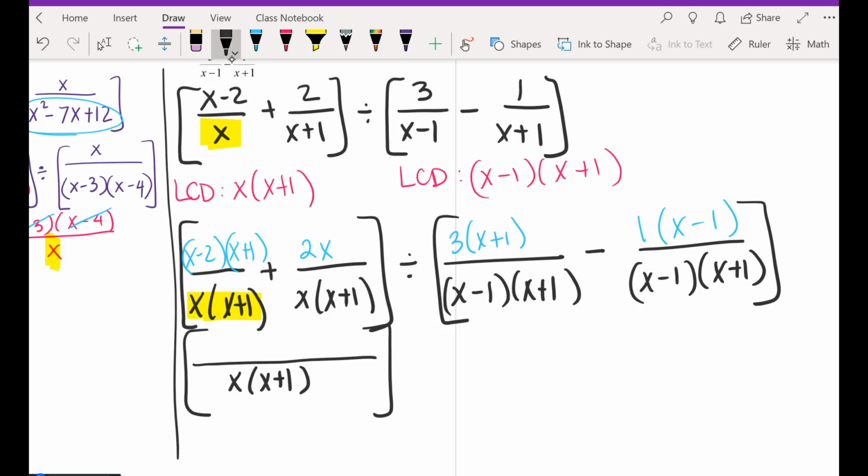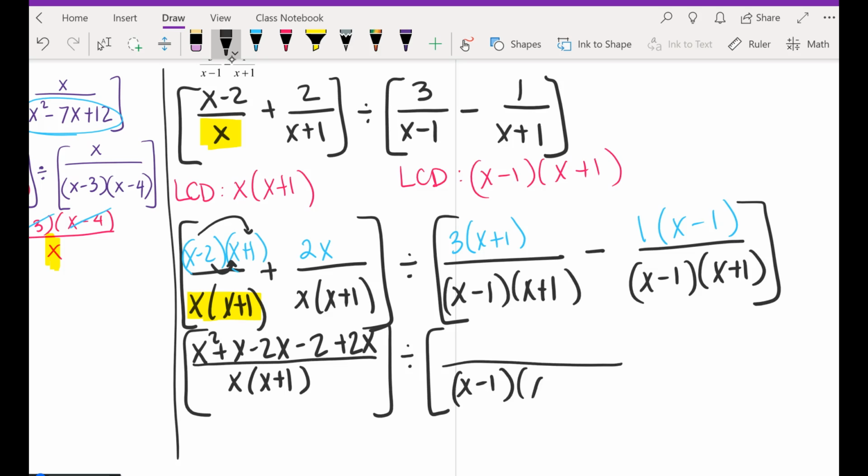X times x is? X squared. X times 1 is 1x. Negative 2 times x is? Negative 2x. Negative 2 times 1 is minus 2. And add 2x from that piece. On the other side, I will do similar. Over one denominator, x minus 1 times x plus 1. 3 times x is 3x. 3 times 1 is 3. Carefully distribute this minus 1 throughout.